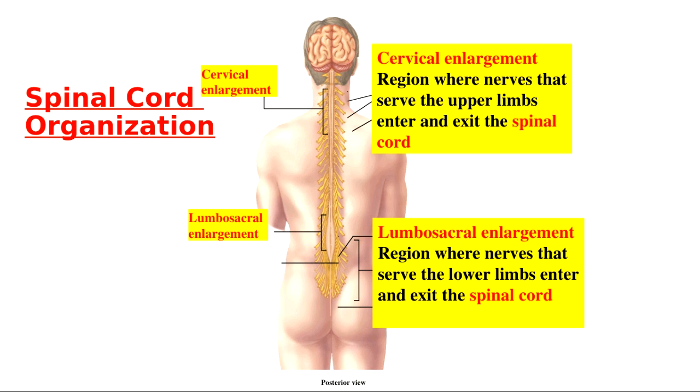Enlargements are places where the spinal cord enlarges, becomes thicker, and that is due to the area receiving nerves from the upper limbs or lower limbs. So that is the cervical enlargement and the lumbosacral enlargement.